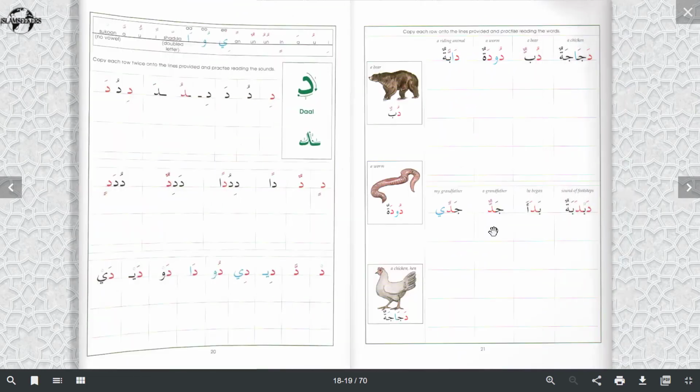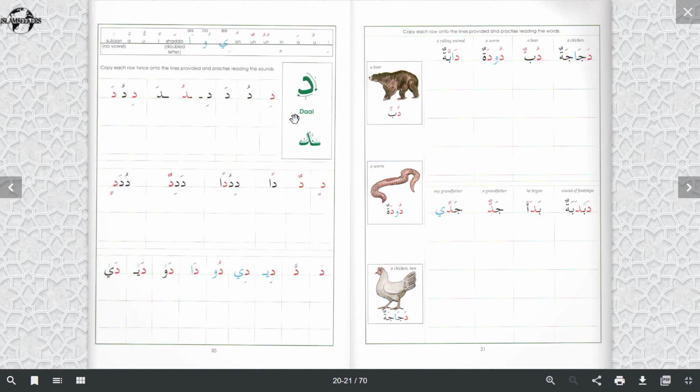Page 20. The letter Dal. Line 1. Di, du, da. Line 2. Din, dun, dan. Di, du, dan. Da, di, dun. Du, da, din.